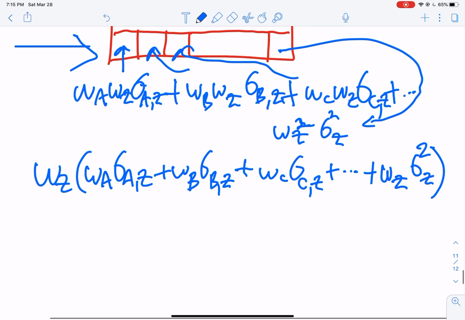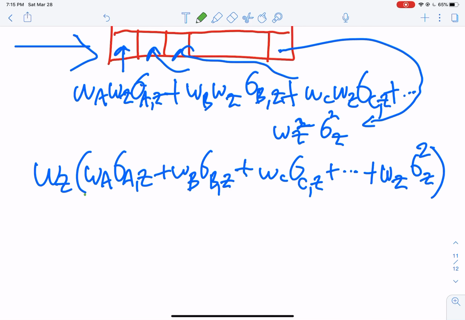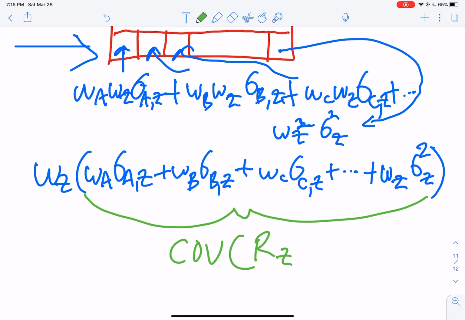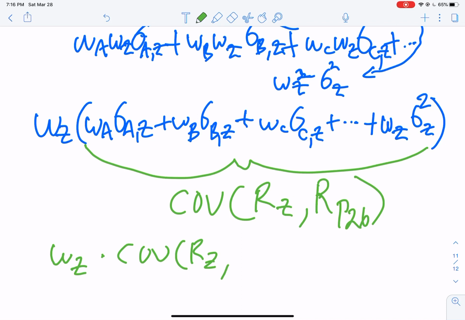Okay? So I'm now going to tell you, without proof, that this material in the parentheses is the covariance of the return on Z with the return on the entire portfolio of 26 securities. Okay? That's what that is in the parentheses. Exact same value. Which means that last row can be thought of as the weight in Z times the covariance of the return on Z with the return on the portfolio of 26 securities.